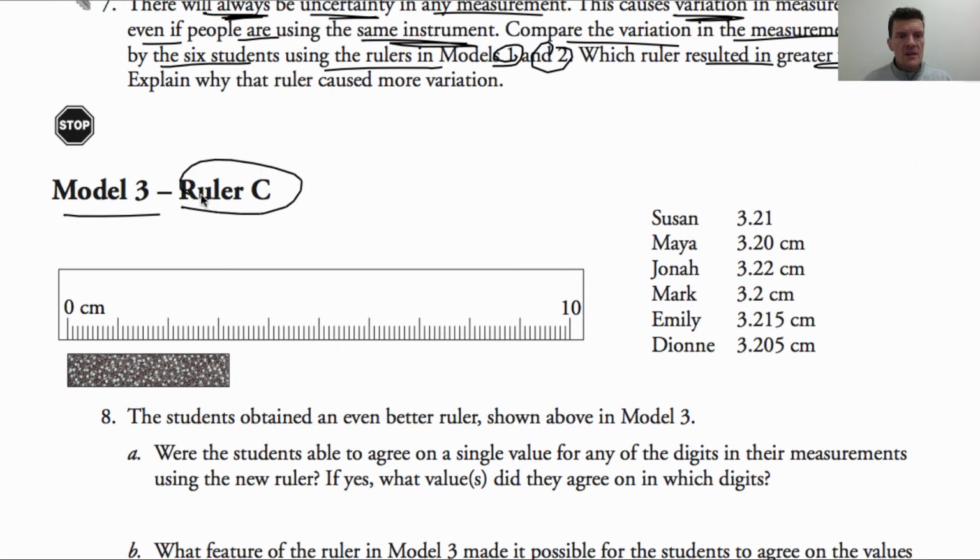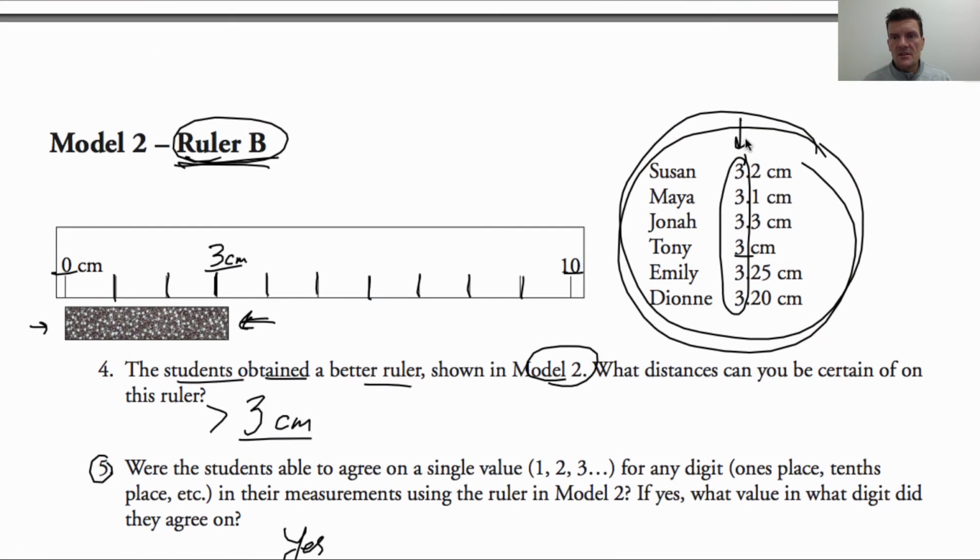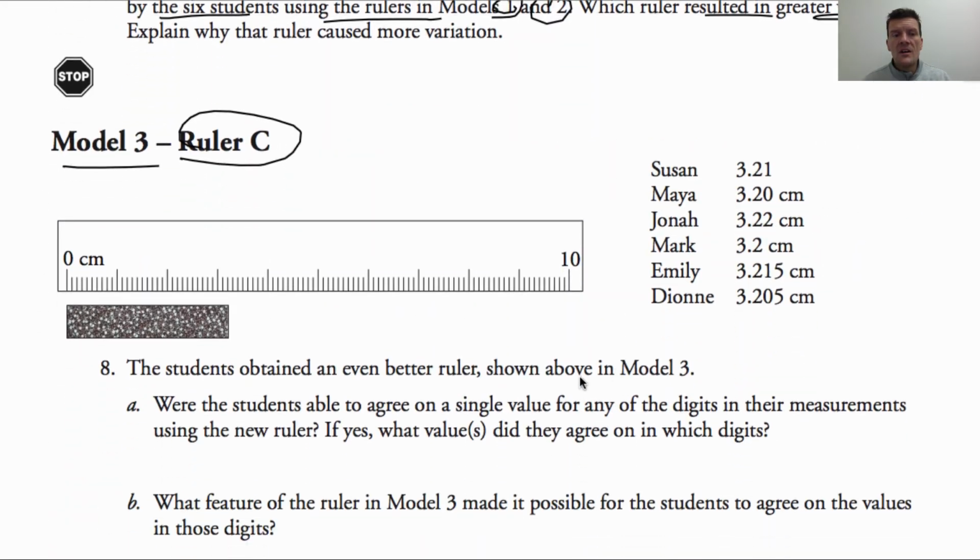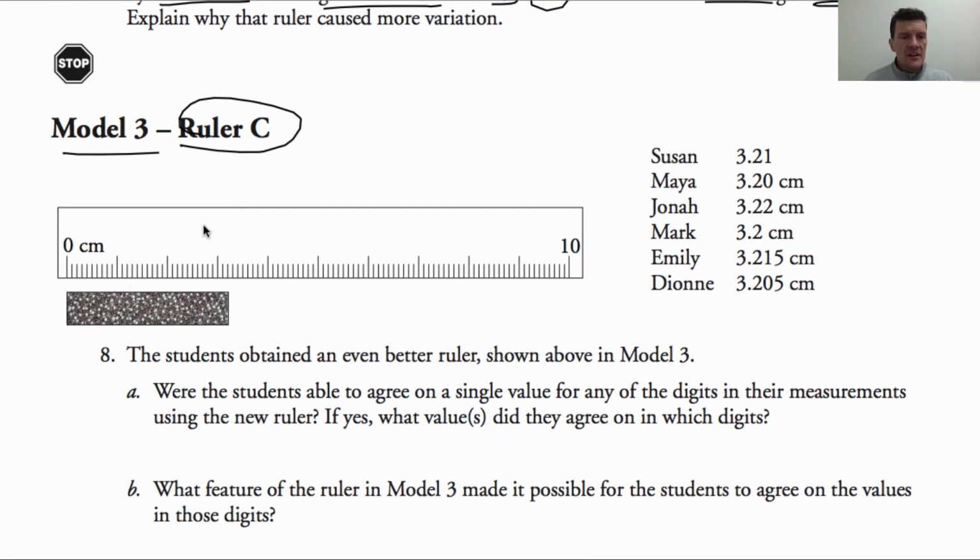Model 3. Now we have a ruler that has a lot more markings, and we can be even more precise in our measurements. Now if we look here, you'll notice, as compared to up here, everybody agreed, using ruler B, that this strip of metal is at least 3 centimeters or longer. Everybody agreed on the 3, but not everybody agreed on the next digit in the tenths place.